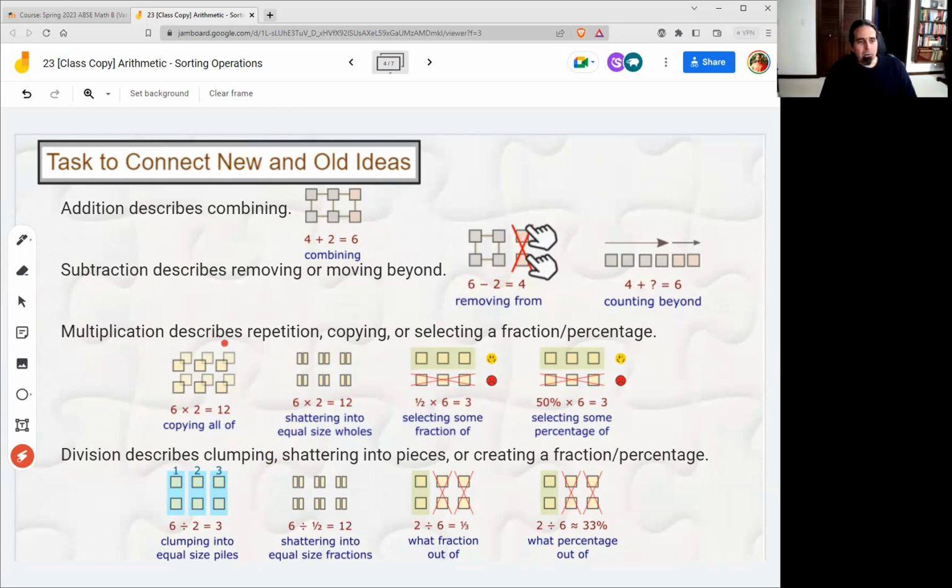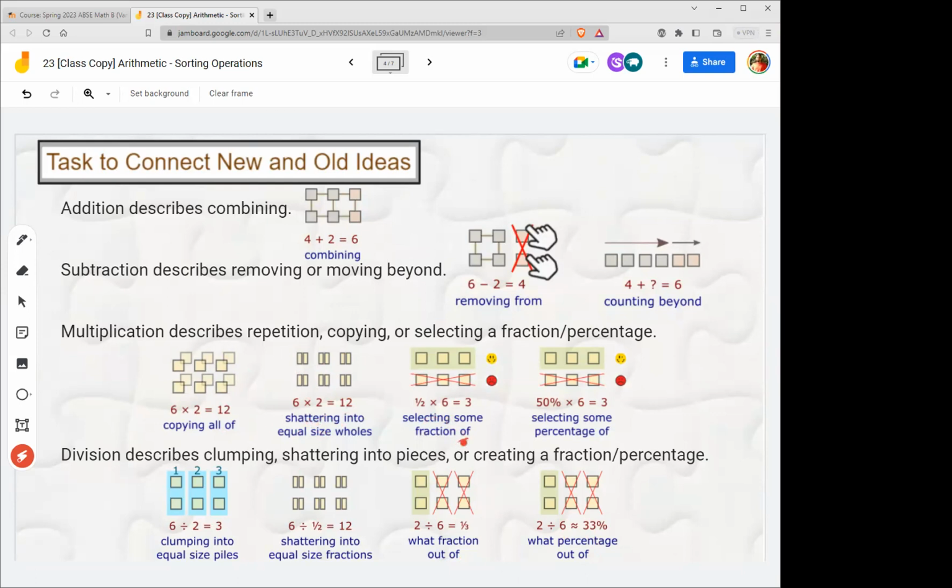The word of usually means multiplication, almost always, but not quite. I put the word of here a couple times just to let you know it isn't exactly that. So copying all of something, or saying I get half of this, how many halves are there? Right? There's some ofs in that language.